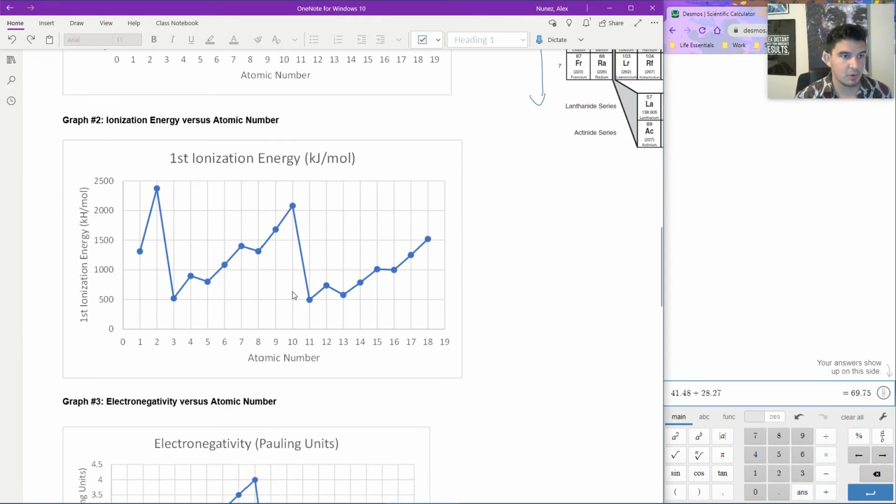Next, we talked about what was called the first ionization energy. This was the energy required to rip away an electron. So if you have a really high ionization energy, that means you want to keep your electrons. Okay, so high ionization energy means you're going to keep your electrons.